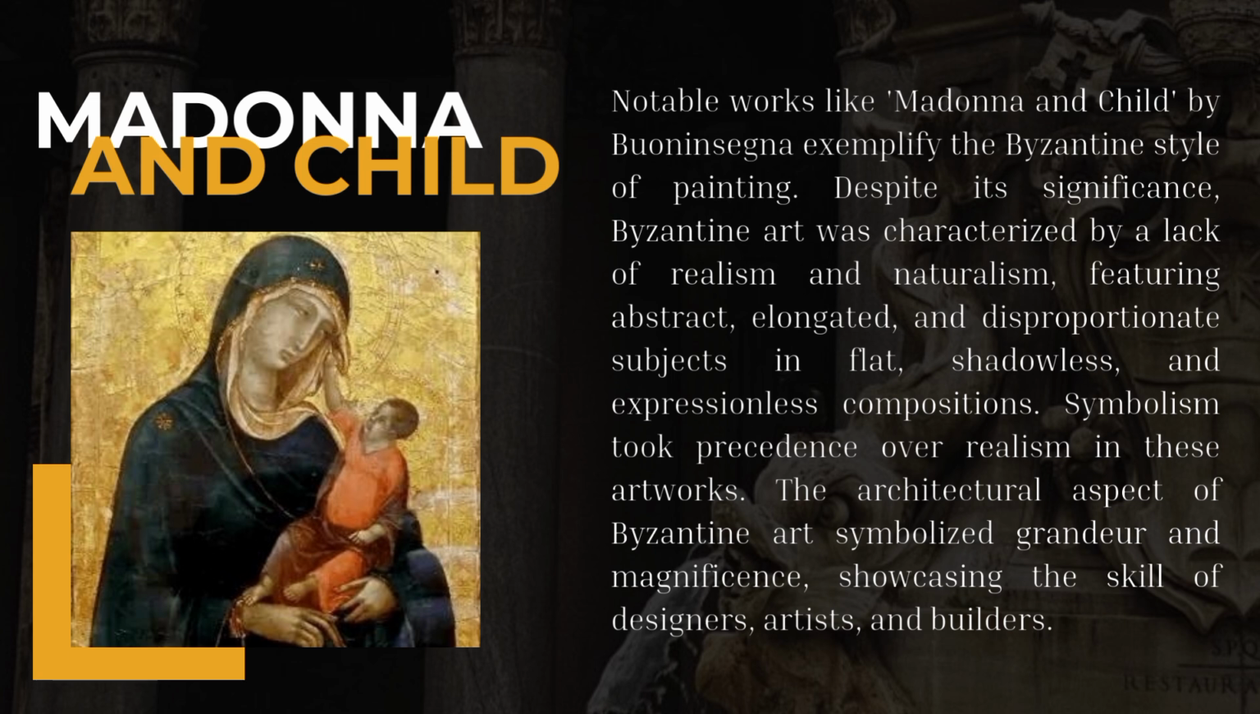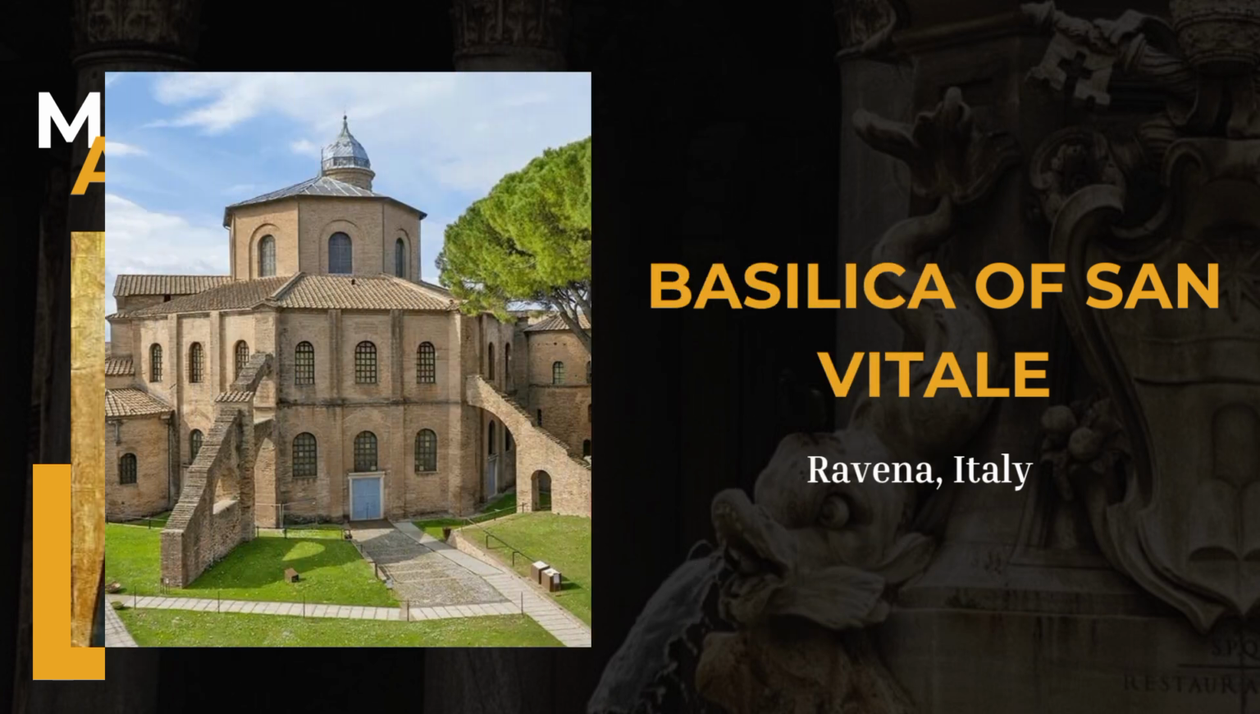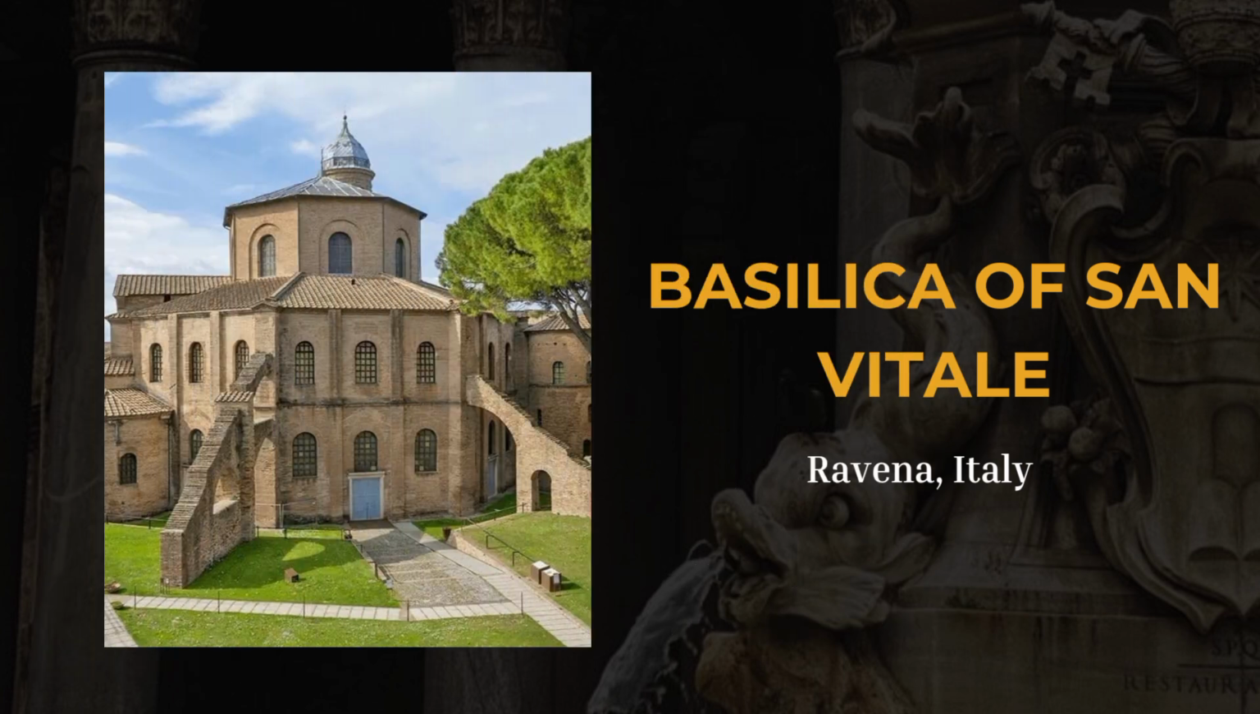The decline of the Byzantine art period was hastened by the Ottoman Turkish invasion of Constantinople in the 15th century, resulting in the destruction of much Byzantine artwork, although a few architectural marvels survive. Notable examples of Byzantine architecture include the Hagia Sophia in Istanbul, Turkey, and the Basilica of San Vitale in Ravenna, Italy.